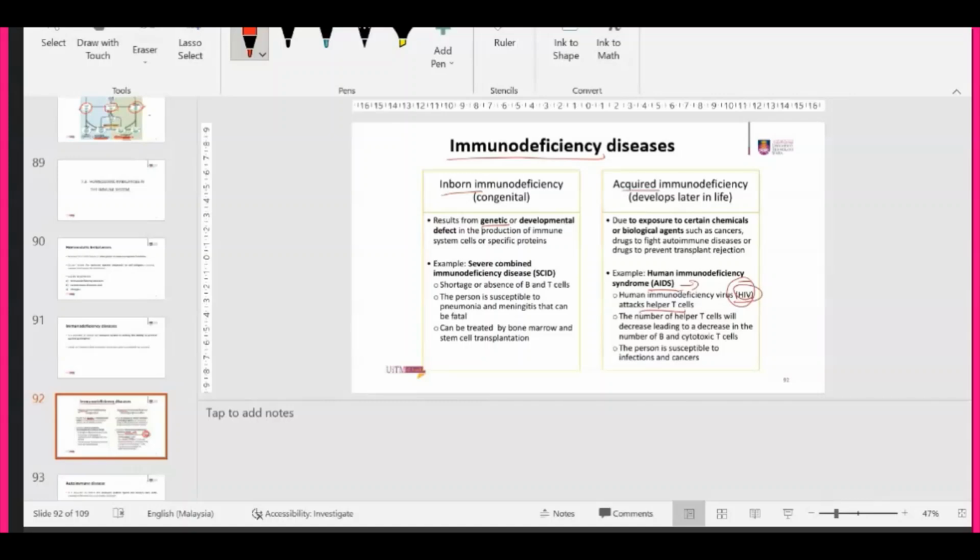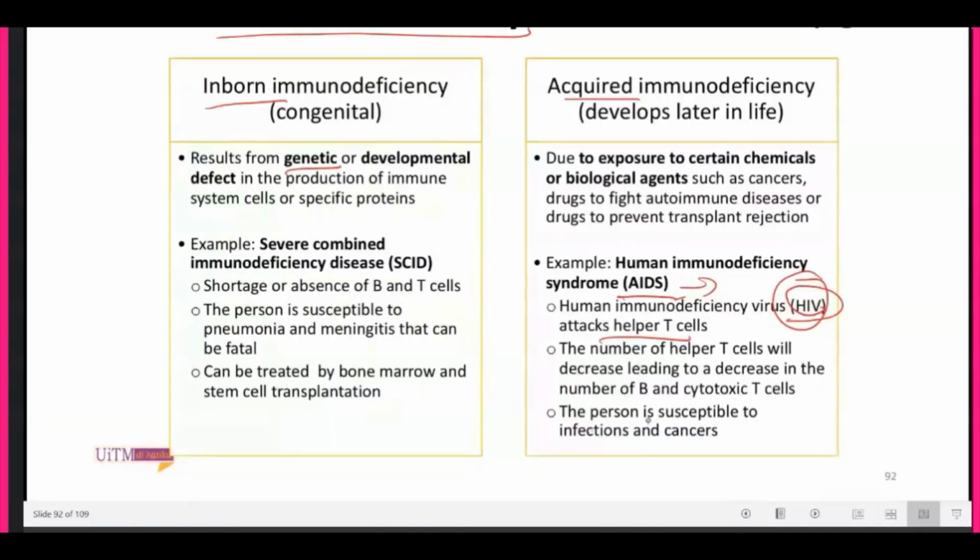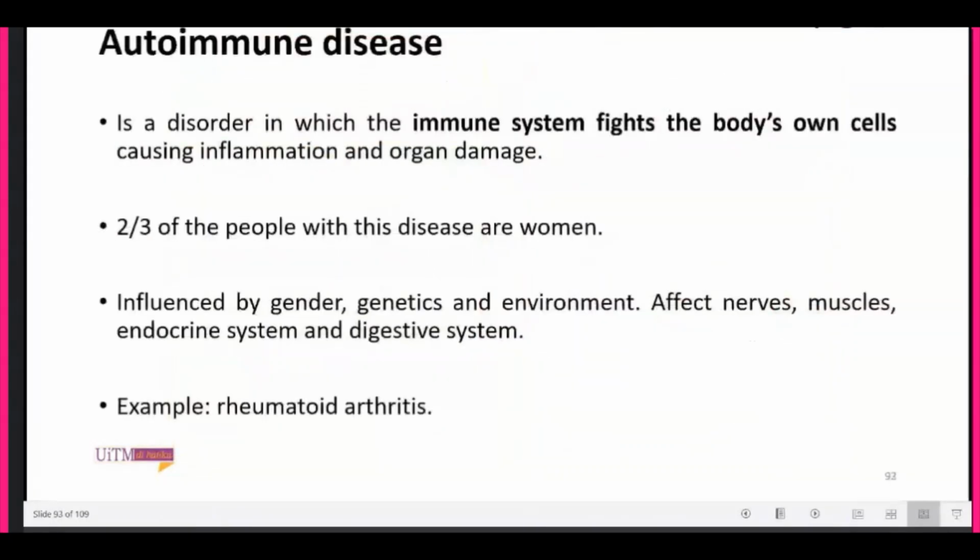So tadi kita tengok kalau helper T cell destroyed, macam mana dia nak aktifkan B cell, macam mana dia nak aktifkan cytotoxic T cell. So the humoral immune response will be affected. Same goes to the cell-mediated also be affected. So tak boleh nak menghasilkan antibody macam tu, tak boleh nak destroy pathogen, right? So that's why for a person that have AIDS, dia cakap kat sini, so the person is susceptible to infection and also cancer. Sebab the body is lacking the protection, the immune response tu.